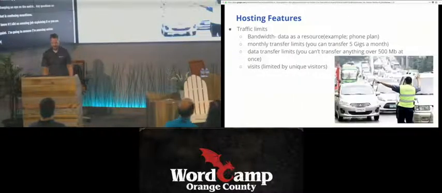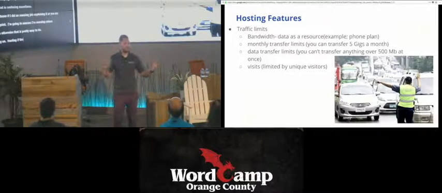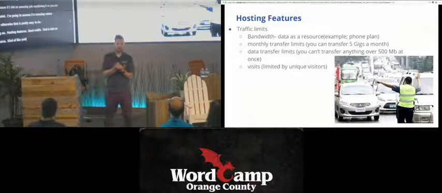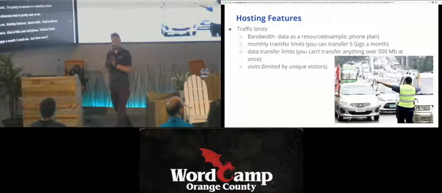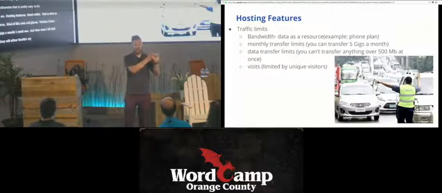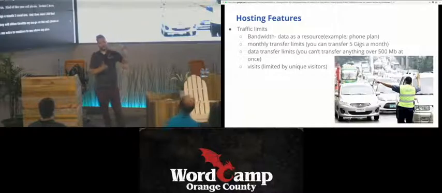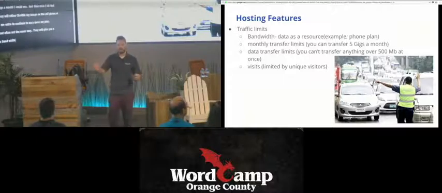Okay, moving on. Hosting features, traffic limits. So with limits, I wanna talk about what different limits they can implement. So bandwidth, so that's data as a resource, kinda like with your cell phone. You know, with Verizon, I've got like 3 gigs a month that I can use, and then once I hit that limit, they will either throttle my usage on my cell phone or they will charge me extra to continue using above my plan. Web hosts often act the same way. They'll give you a certain bandwidth restriction, and if you get close to it or above it, they'll start throttling the usage or charge you extra.